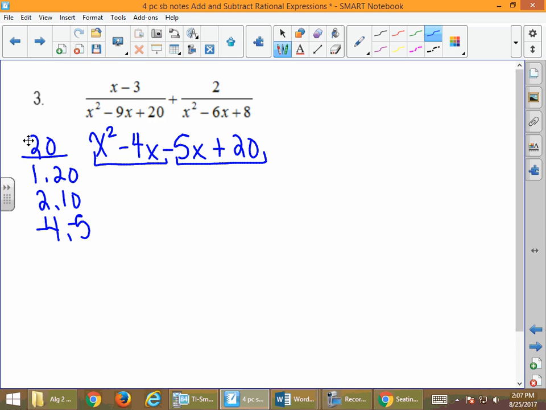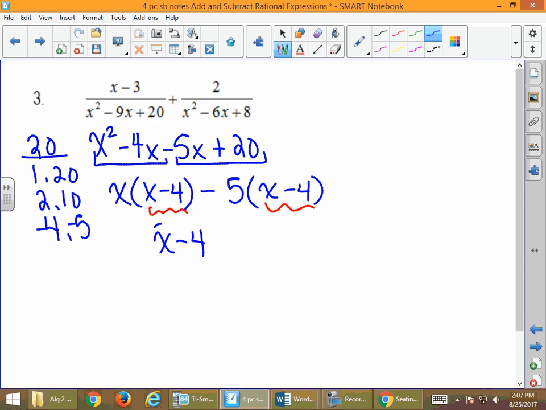And within our first group, we have a greatest common factor of x. And x minus 4. Over here, we've got 5. And x minus 4. Negative 5x divided by negative 5 is x. Positive 20 divided by negative 5 is negative 4. So when we factor this, we end up with x minus 4 times x minus 5.